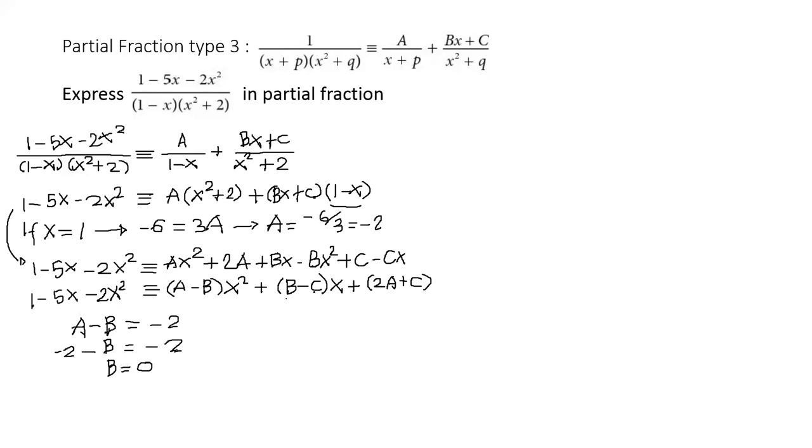Now c. The coefficient of x, b minus c, is negative 5. It means 0 minus c equals negative 5, so c equals 5. So a equals negative 2, b equals 0, and c equals 5.